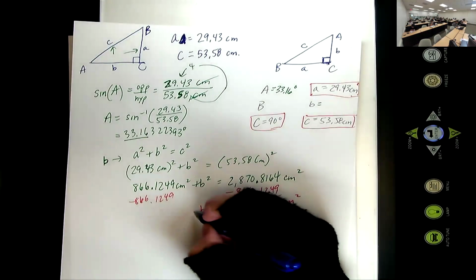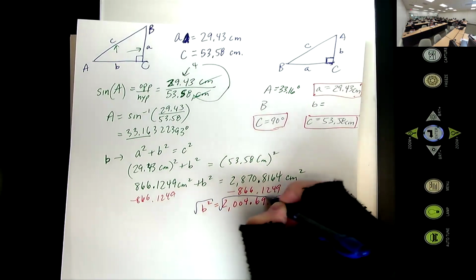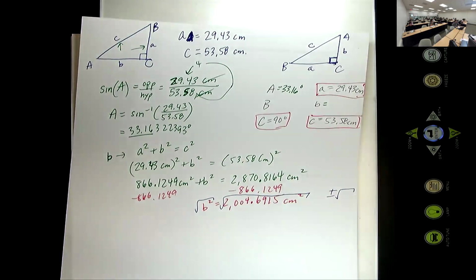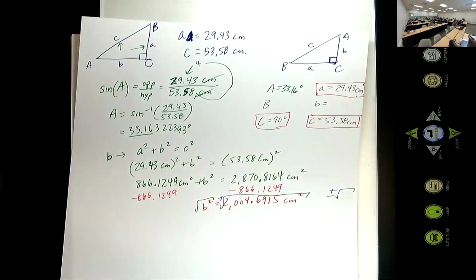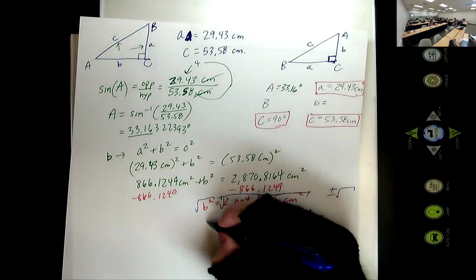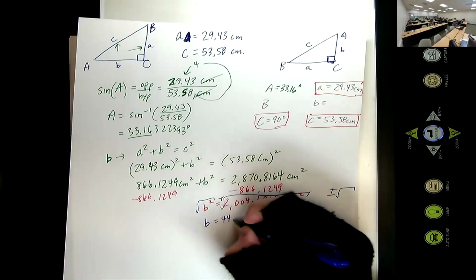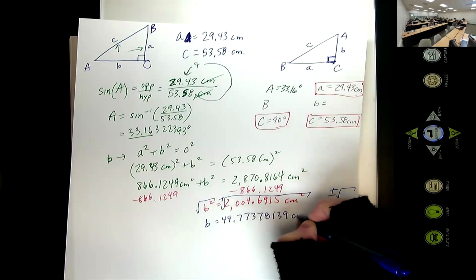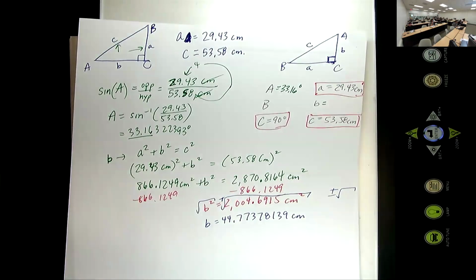And get B alone by taking the square root. Normally, when we do a square root, we get plus or minus. What should I use here? Positive, it's a length, so we should use positive for sure. So I'll get the square root of that answer. And now I'm getting B equals 44.77378.139 centimeters. The square root of centimeters squared is centimeters, which is good. That's what we wanted.